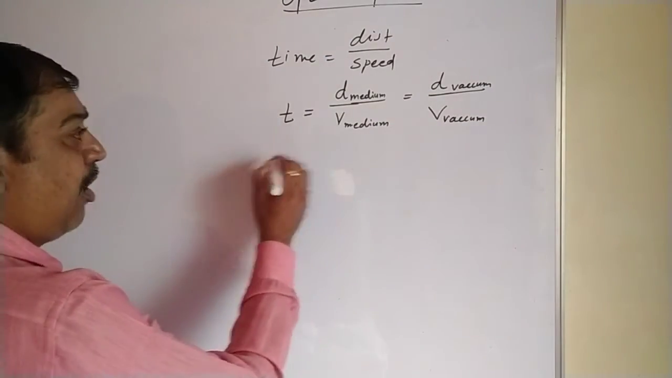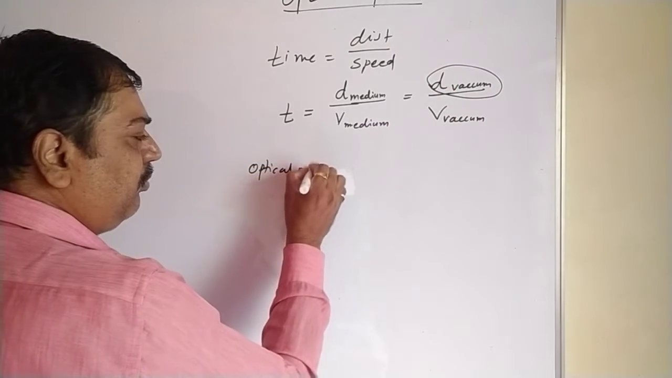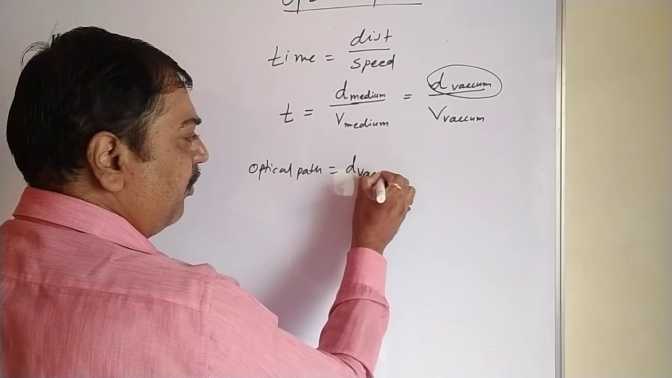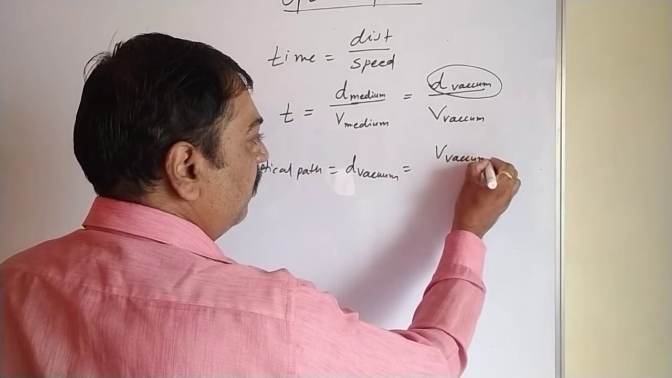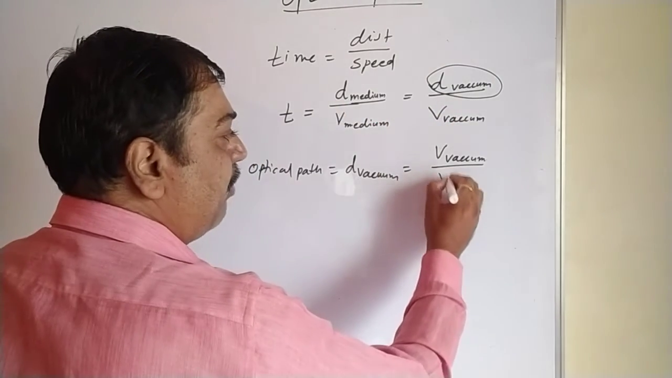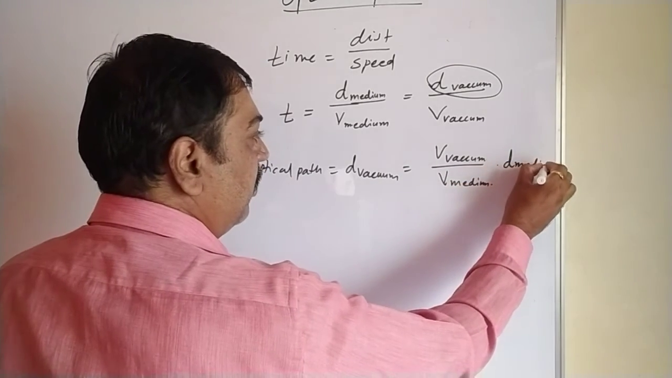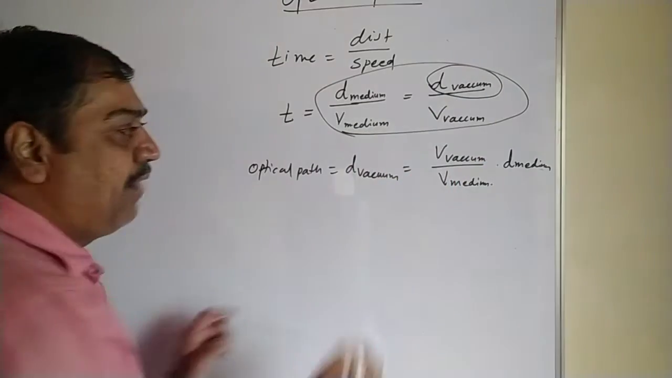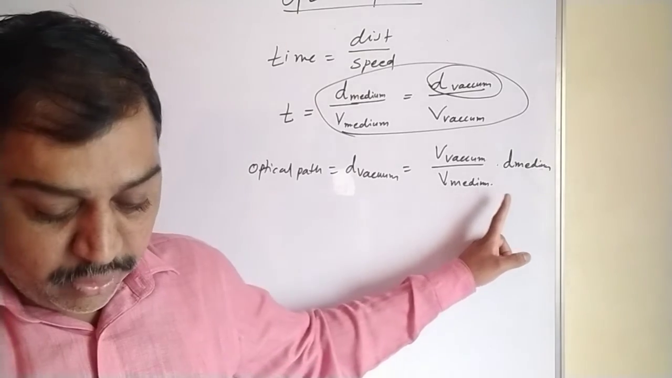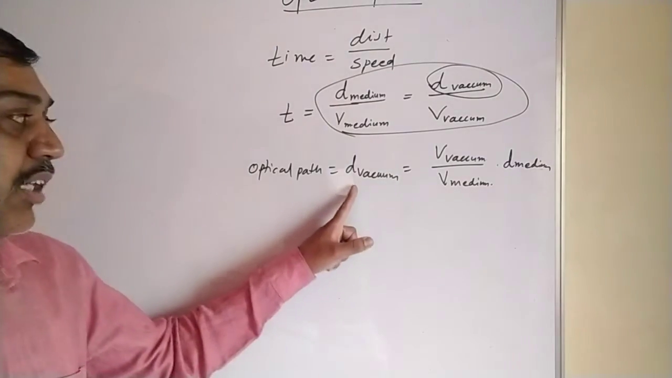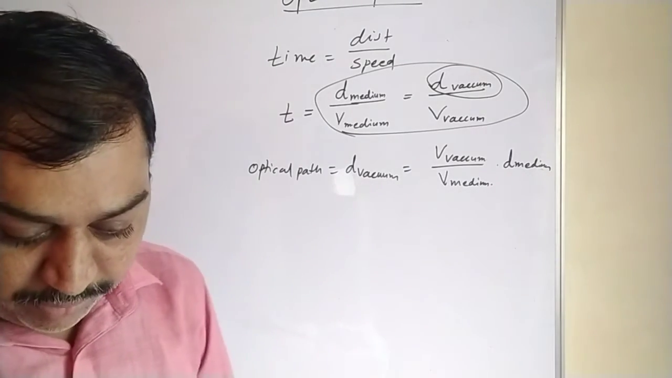Now what is the optical path? Optical path means the distance traveled in a vacuum. So we can write optical path equals d vacuum equals v vacuum divided by v medium into d medium. Just take these two equations and solve for d vacuum, we get this equation: velocity in the vacuum to the velocity in the medium into distance traveled in the medium, that will give the distance traveled in a vacuum, and that itself is said to be the optical path. So this is the equation to find the optical path.